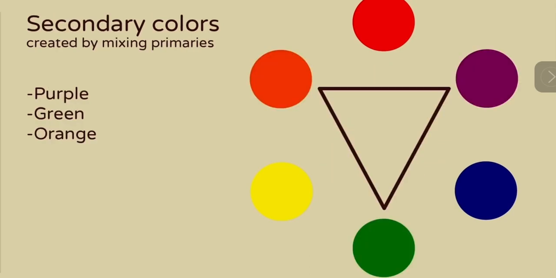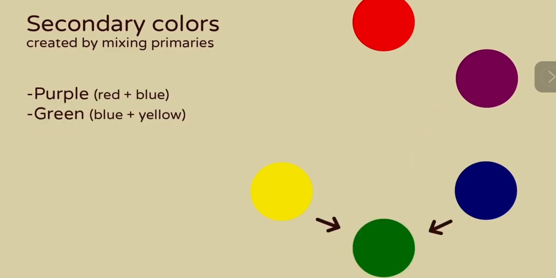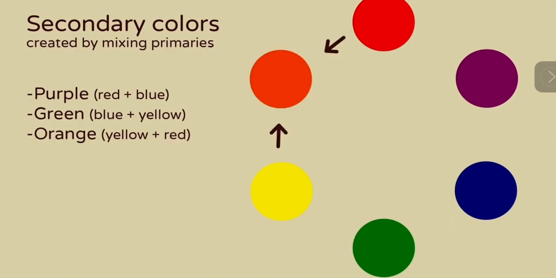The secondary colors, purple, green, and orange, are created by mixing primary colors. Red and blue makes purple, blue and yellow makes green, and yellow and red makes orange.